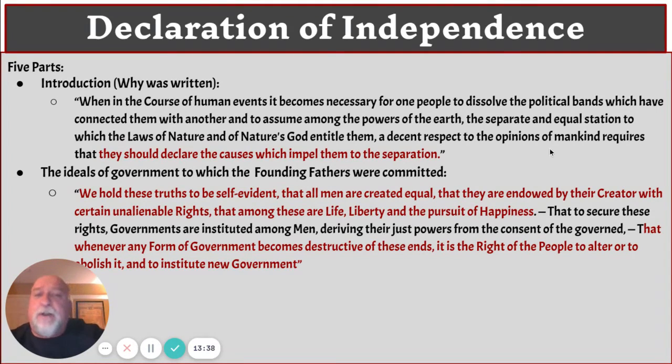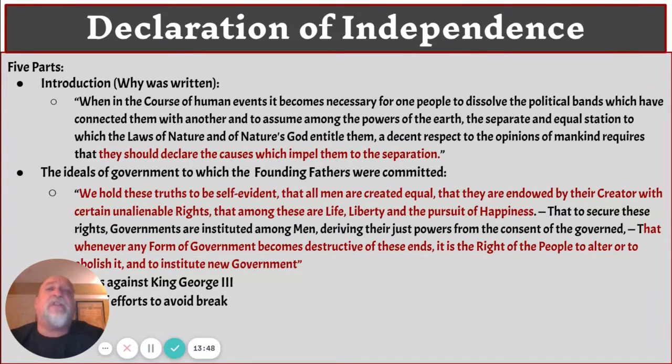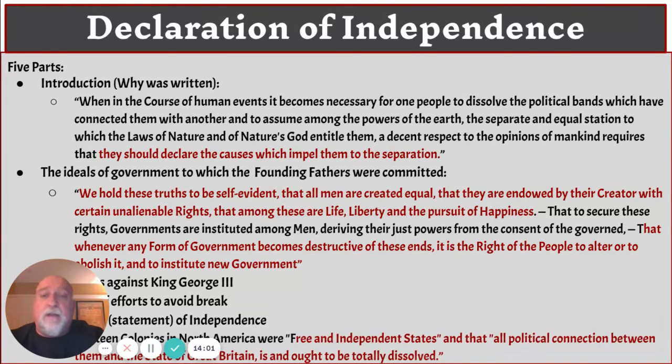The rest of the Declaration is pretty so-so. It's complaints against the king. This is what we have trouble with the king, he said. And the fourth part is these are the efforts we've gone through to not break up. And finally, the fifth is the actual Declaration of Independence, the actual statement that says America is free. And you see that there in red, and all political connections between the United 13 colonies and the state of Great Britain is and ought to be totally dissolved.